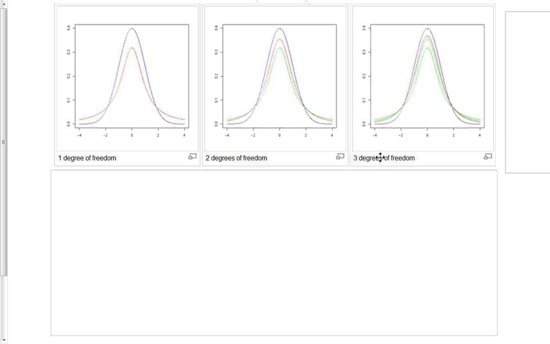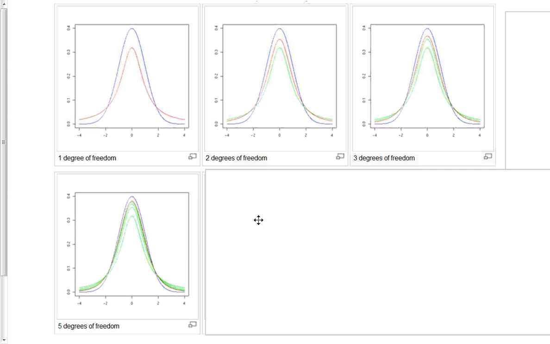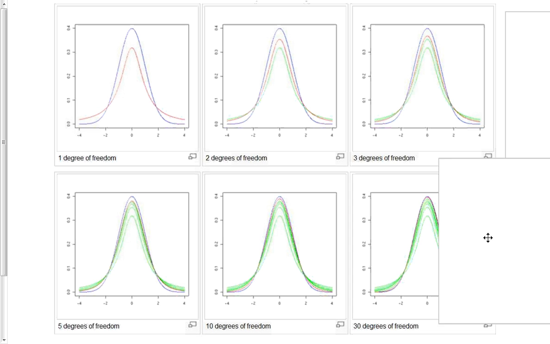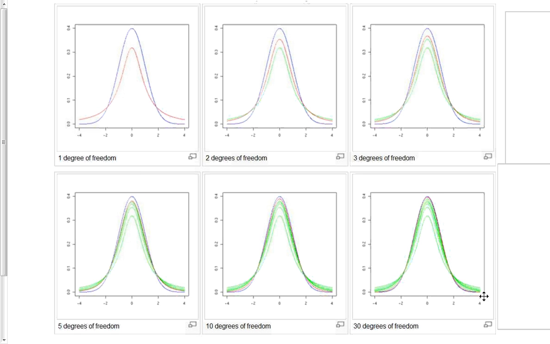We have 3 degrees of freedom, a sample size of 4. You can see it got a little bit taller yet, a little less wide on the tails, and so forth. And that continues where, okay, with a sample size of 6, it's getting closer and closer to the normal curve. Sample size of 11 here, it's getting very close. And by the time you get up to a sample size of about 30, you've effectively hit the point where the t distribution and the z distribution are the same.